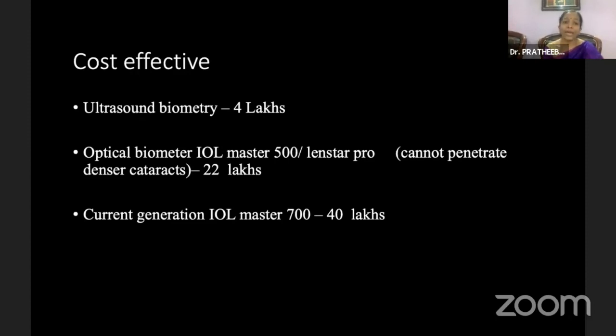This is just a comparison of ultrasound biometry with the optical biometers. The current generation and the latest IOL master, which is very efficient, is I think 10 times costlier than the basic ultrasound biometry, with which we can actually do all the IOL power calculations successfully and efficiently, except for a few case scenarios wherein we might definitely require the newer generation techniques.